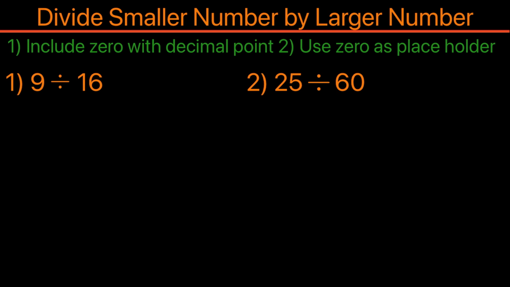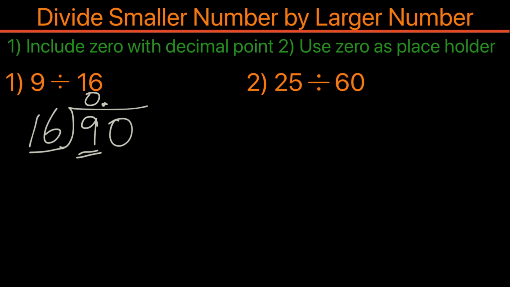For the first example, we have 9 divided by 16. So we'll go ahead and first write out the division format. Since 9 is smaller than 16, we'll place a 0 above it, and with the decimal point, we're going to use 0 as a placeholder. So now we have 90 divided by 16.